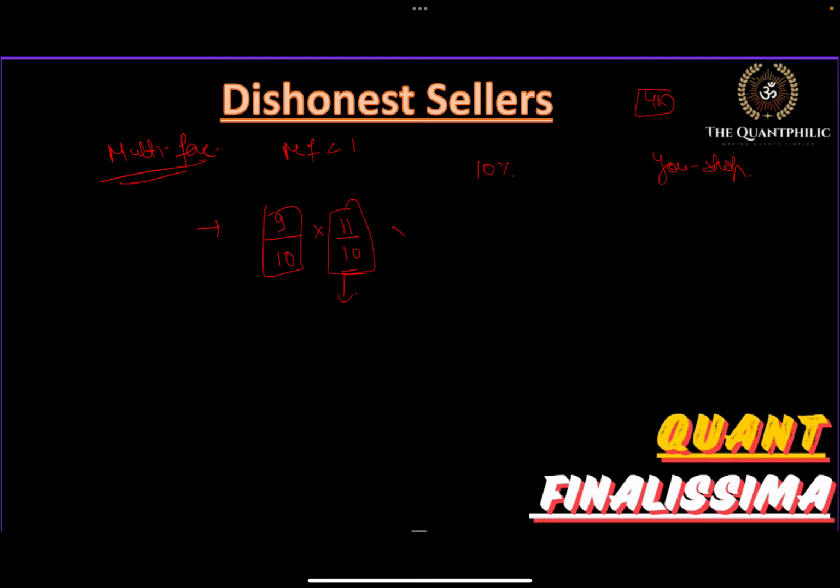Now suppose that x is some other factor and overall you are getting 10% profit, so this will be 1.1. From here we can find out the value of x. So if I sum up, in case of a loss, the multiplying factor is less than 1. In case of a profit, the multiplying factor is greater than 1. Let's deal with this through a question.